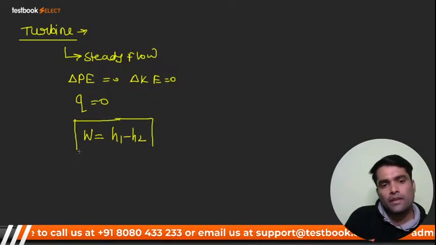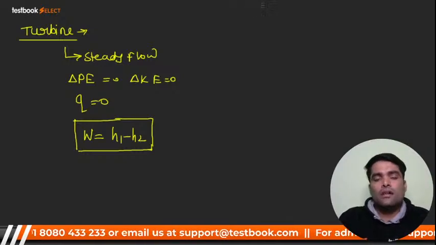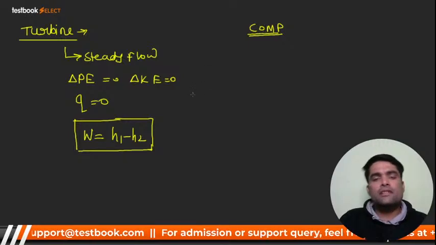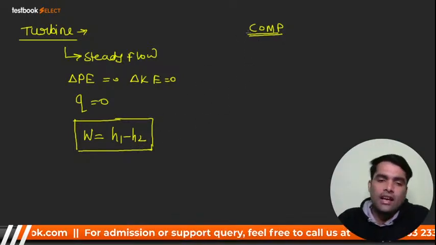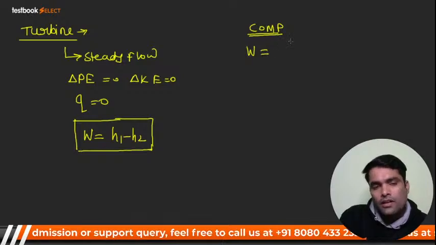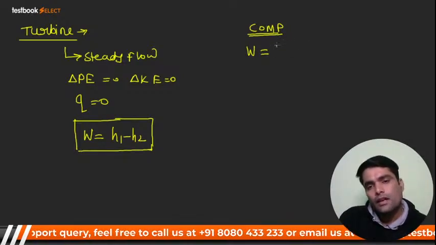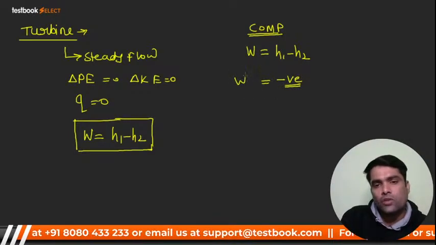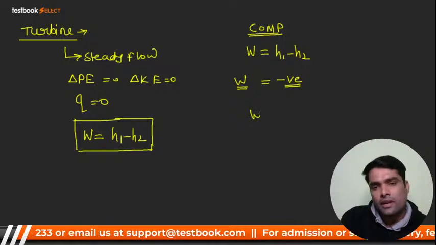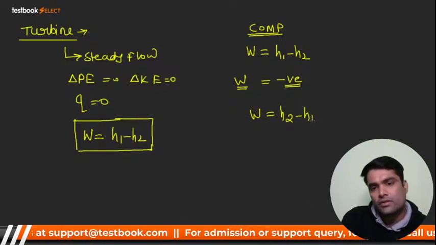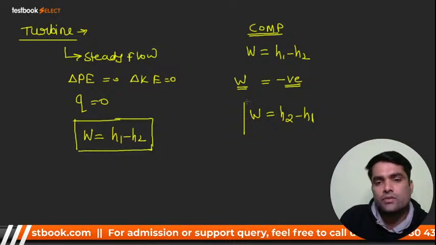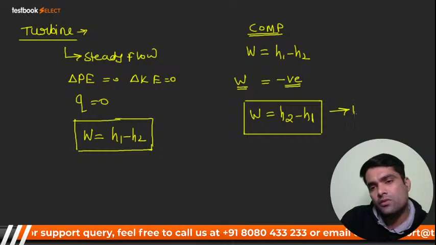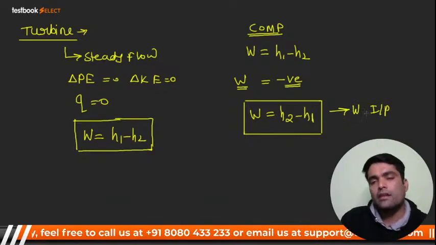And my dear, if I apply the same equation to the compressor, so definitely my dear, what I'll get, again I'll get W is equal to H1 minus H2, but ये नेगेटिव आया होता. So definitely my dear, negative आएगा magnitude, right? So that's why we write W is equal to H2 minus H1, and this is nothing but W input. ये क्या होगा, it is work input. Okay, it is W input.